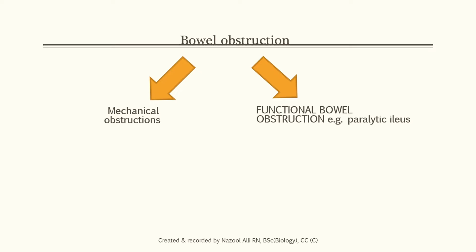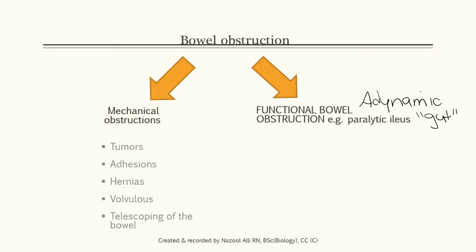Now with functional or non-mechanical obstruction, the most common type is referred to as paralytic ileus. When you see the word ileus, ileus simply means gut. So this simply means a paralyzed gut. You'll also see an alternative term that can be used instead of paralytic, which is adynamic ileus. They pretty much have the same meaning, where the gut or the ileus is lacking peristalsis, resulting in a bowel obstruction.